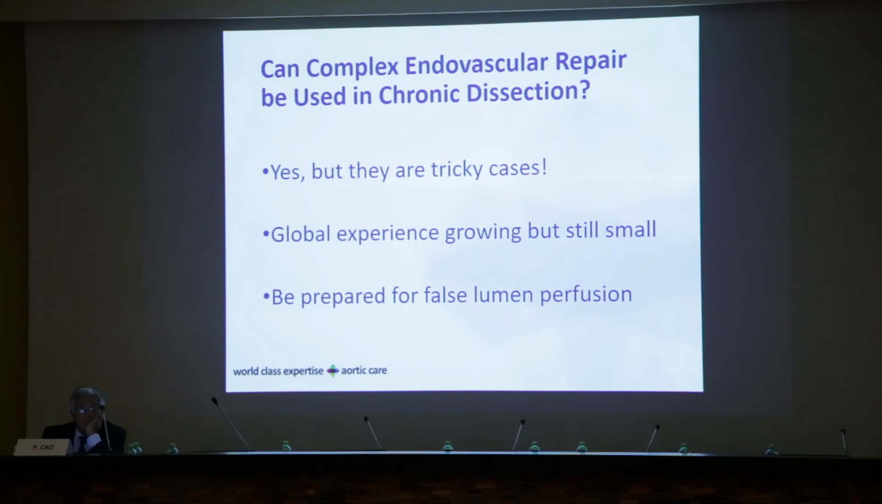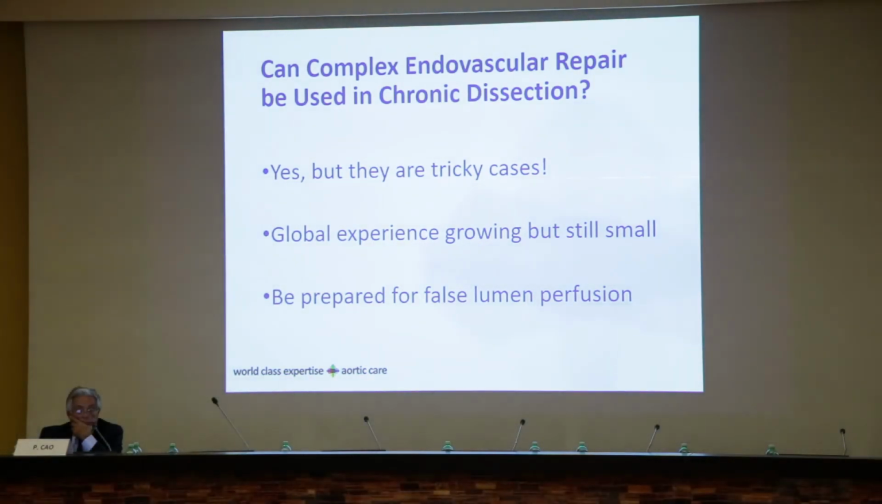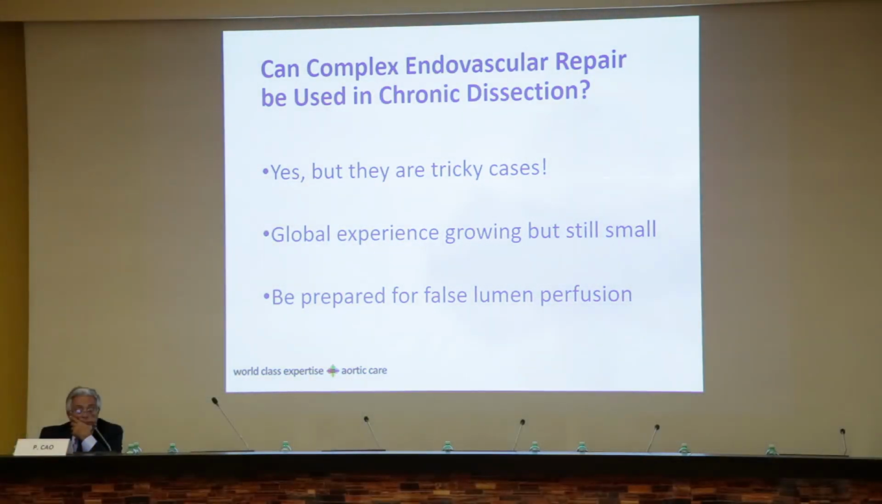But at the end of the day, complex endovascular repair can be used in dissection, and I believe it's probably an option that we should keep. They're tricky cases, but the global experience is growing, and it's actually getting a lot more favorable. And I think you have to be prepared to follow up these patients afterwards and look at the false lumen, because they will inevitably have endoleaks that need to be treated.